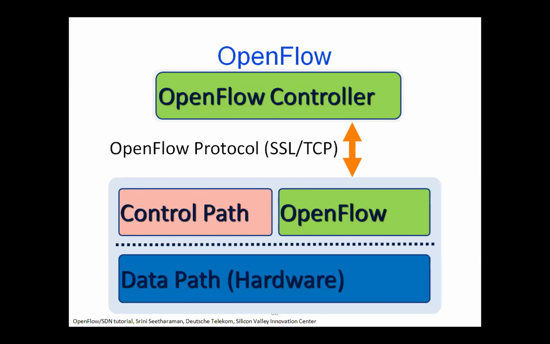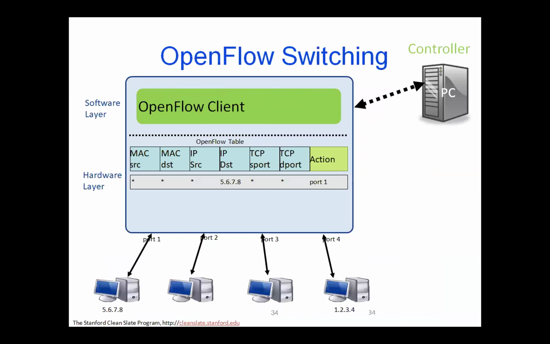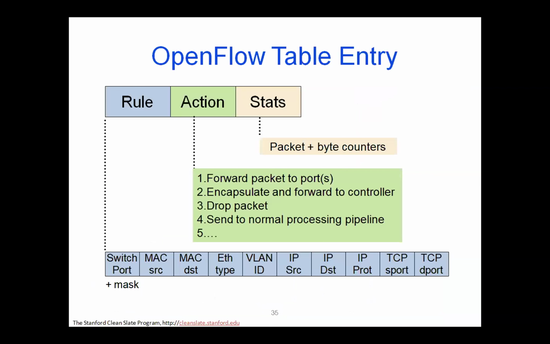You can see the OpenFlow controller communicating over secure socket layer and transmission control protocol with the control path and data path hardware. For OpenFlow switching, the software layer is there and the controller controls all of it, and the hardware layer includes the OpenFlow table. The rule, action, and statistics are there. The rule matches on switch port, MAC, Ethernet type, TCP port, IP port, and so on, everything is there.